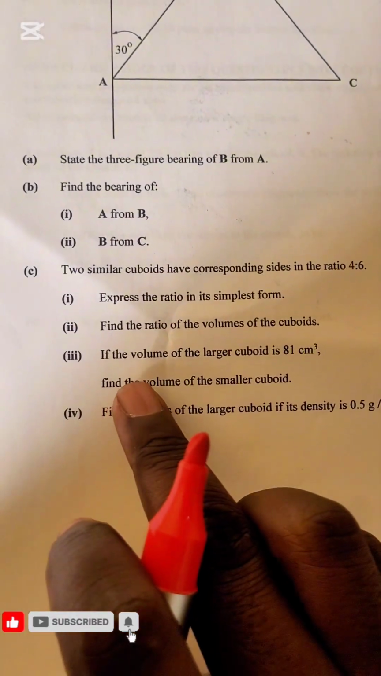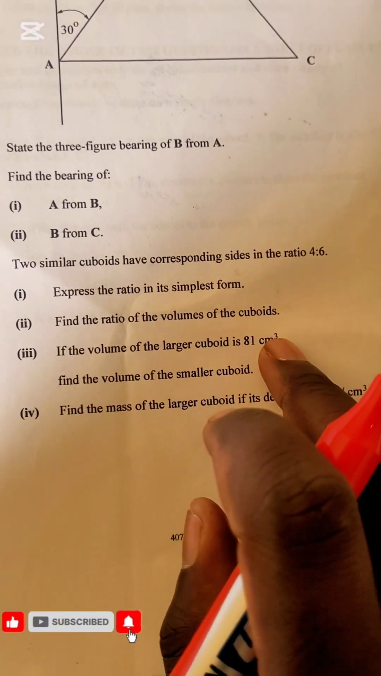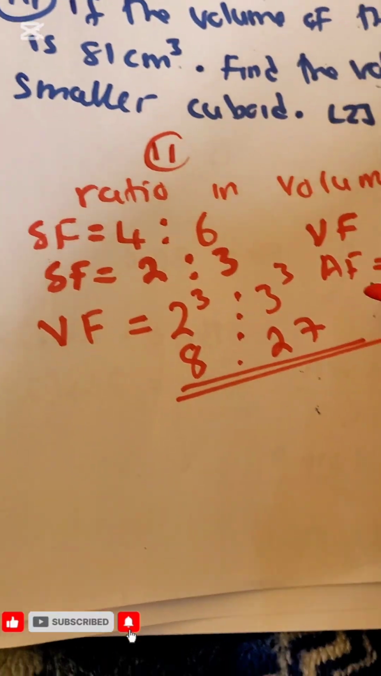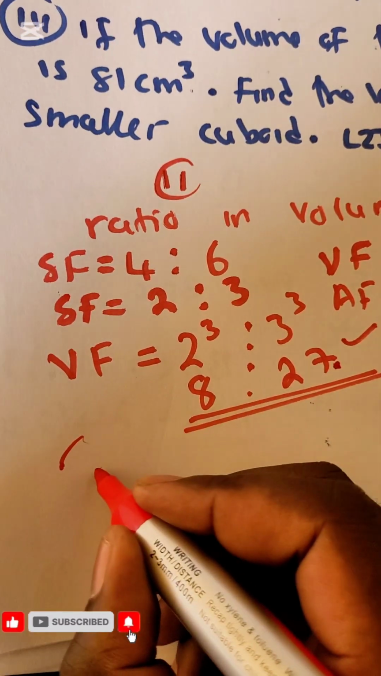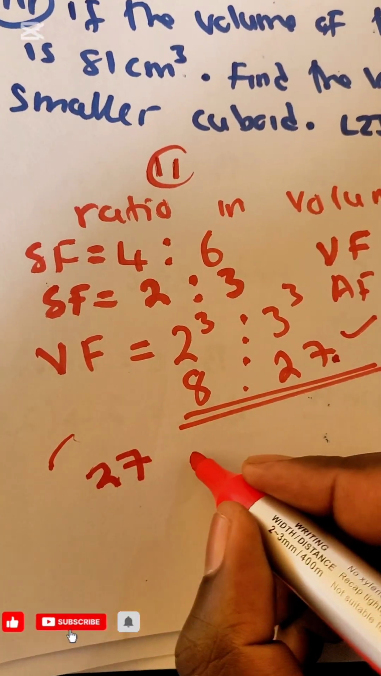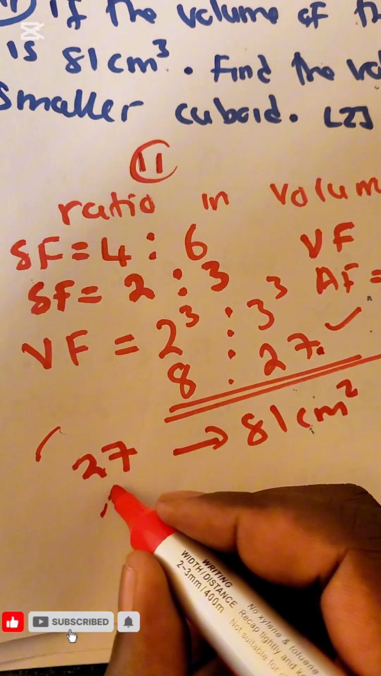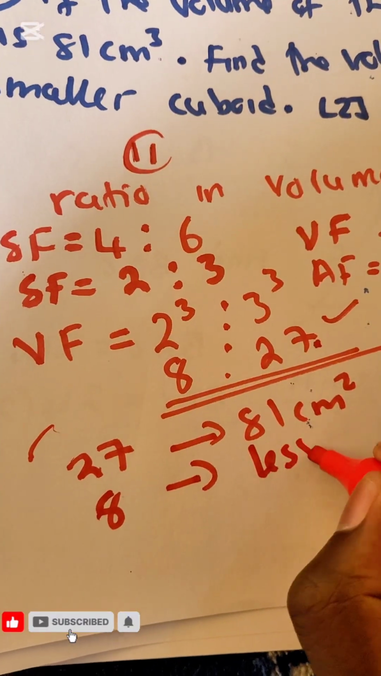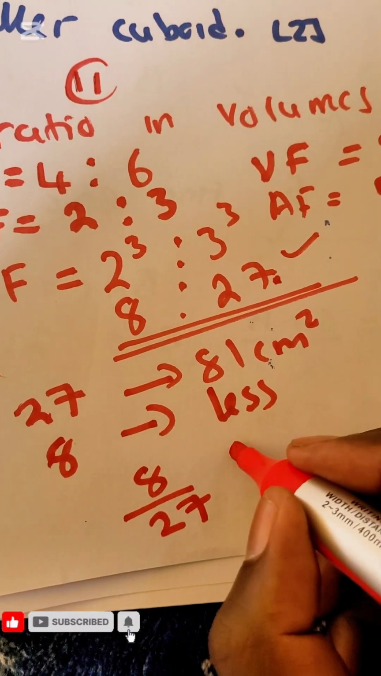Okay, then the next item of the question: if the volume of the larger cuboid is 81 cubic centimeters, find the volume of the smaller one. Okay, so remember this one here is our volume factor. The larger one is represented by 27. So if 27 gives us 81 centimeters cubed, the smaller one is 8. Are we going to get more or less? We are going to get less. So we're going to say 8 over 27 multiplied by what?